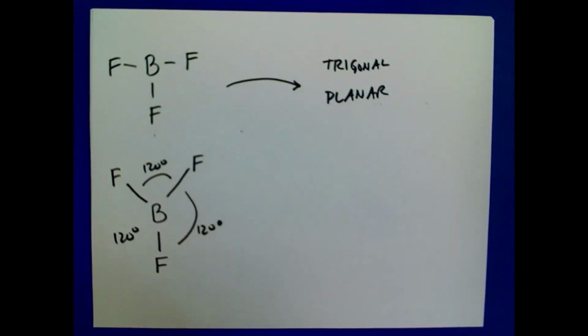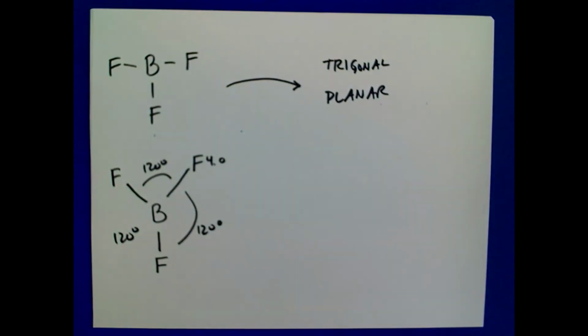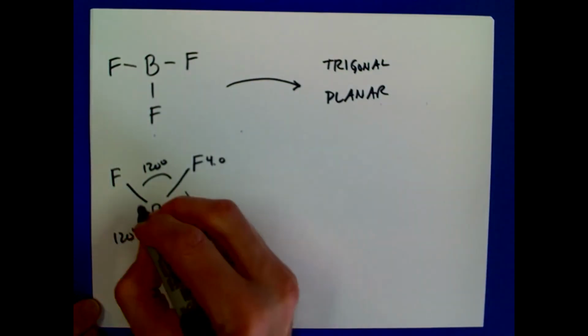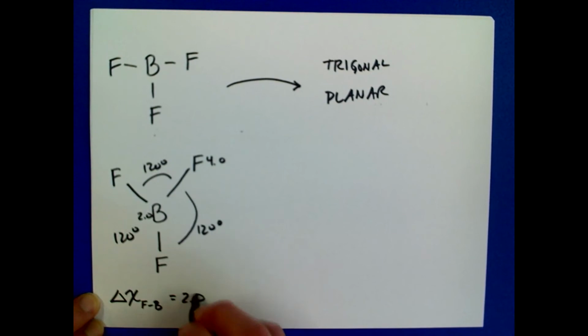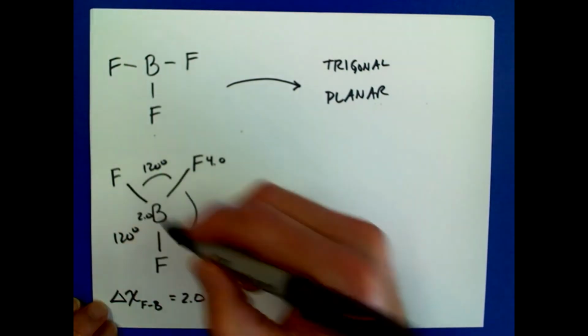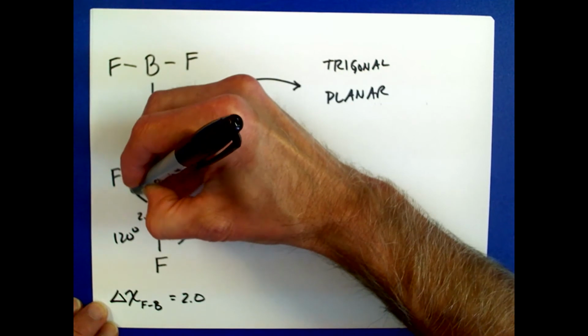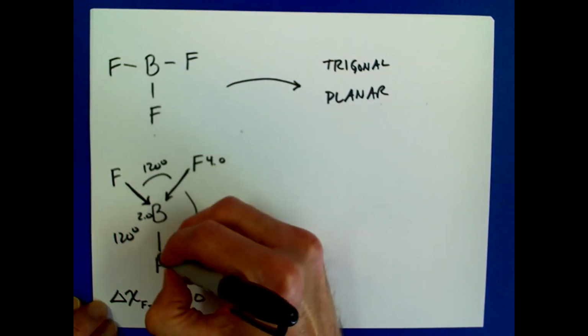So there is a difference in electronegativity between boron and fluorine. Fluorine has an electronegativity of 4.0, and boron has an electronegativity of 2.0. So the difference in electronegativity between fluorine and boron is 2.0. And so I can draw in vectors along this Lewis structure that are going to run from the more electronegative element to the less electronegative element, like this.